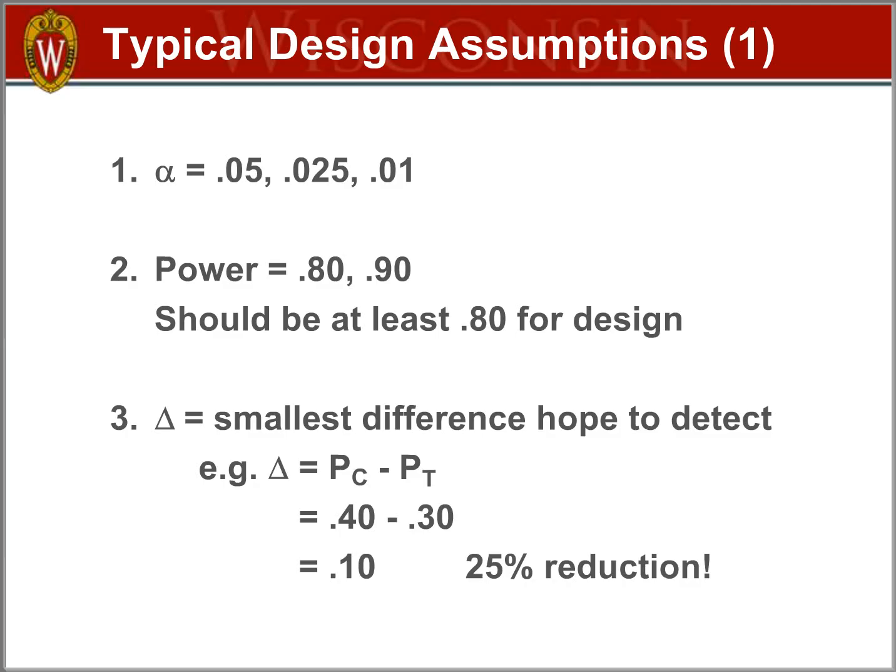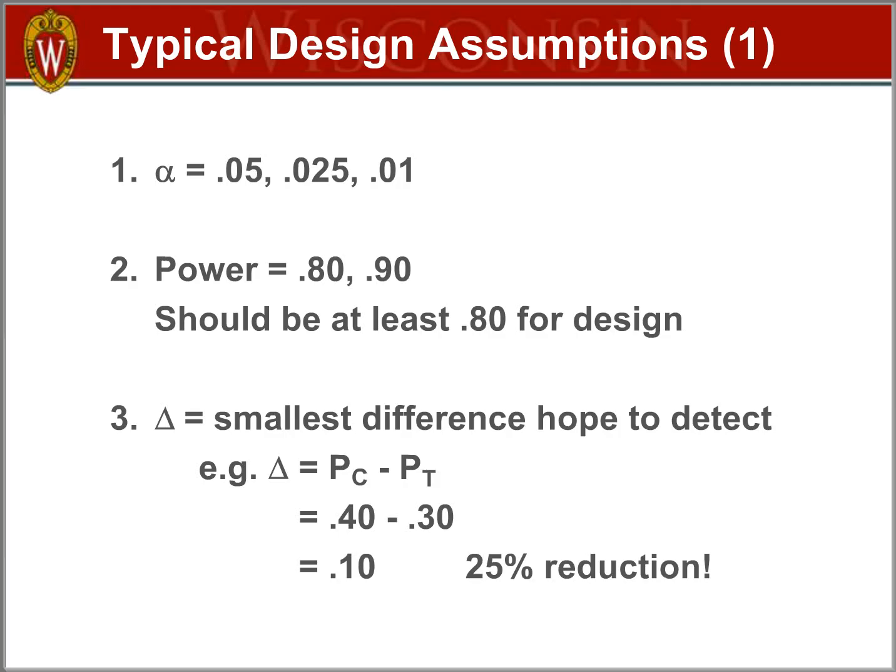It should be thought of as the smallest difference that you hope to detect, or the smallest difference that would be clinically meaningful. So in my little example, we talked about a difference in the failure rate between control and treatment from 40% to 30%, an absolute difference of 0.10, or a relative reduction of 25%. In this example, I have already specified what the question is.